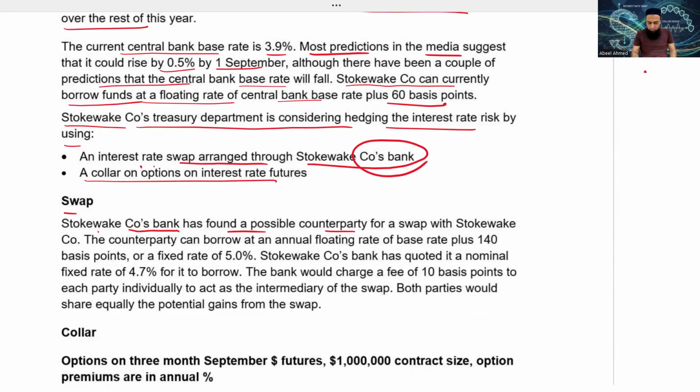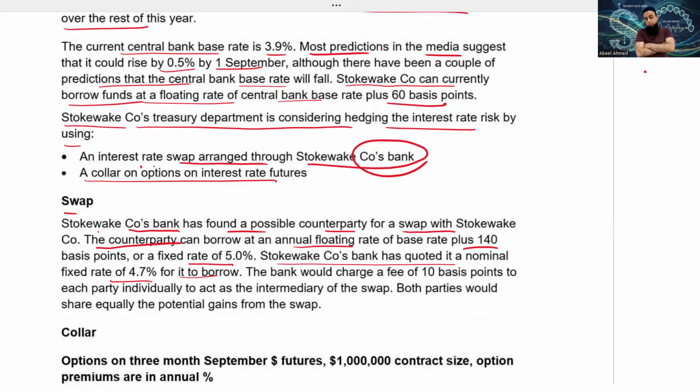Stockway company's bank has found a possible counterparty for a swap with Stockway company. The counterparty can borrow at an annual floating rate plus 140 basis points. Straightforward, you can see that the floating rate for Stockway company is base rate plus 60 basis points. Counterparty can borrow at base rate plus 140 basis points. It means as far as floating rate is concerned, we are better. A fixed rate for the counterparty is 5%. Stockway company's bank has quoted an annual fixed rate of 4.7% for its borrowing.